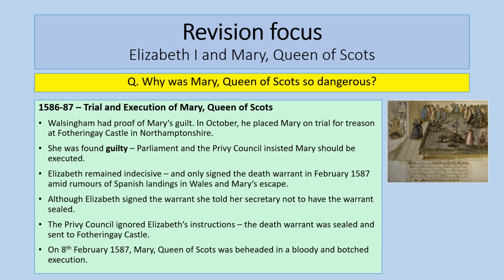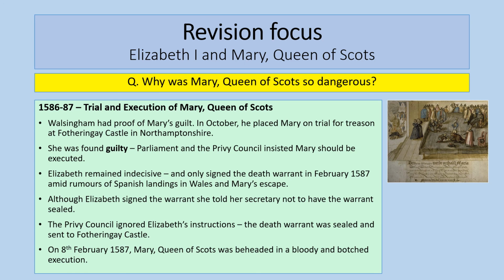And this is actually something that's fabricated, made up by Lord Burleigh. He essentially says that the Spanish Armada has arrived a year early, and therefore Mary needs to be got rid of now because the situation is so dangerous. So Elizabeth signs the warrant, but she doesn't give it her seal. And this is crucial because what happens is the Privy Council ignore Elizabeth's instructions. The death warrant is sealed, it's sent to Fotheringay Castle, and the execution is carried out.